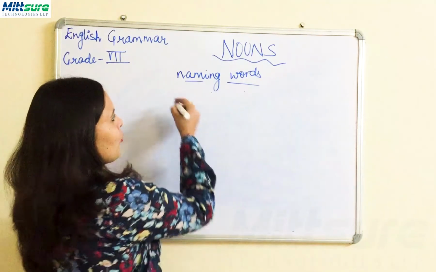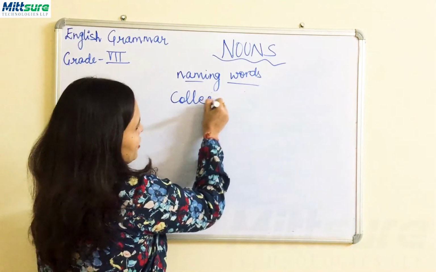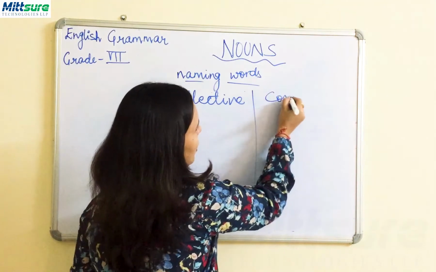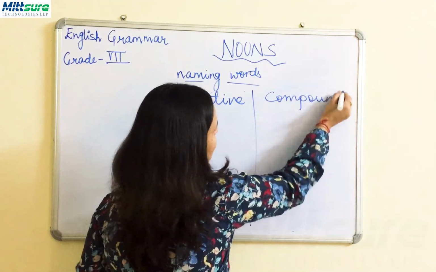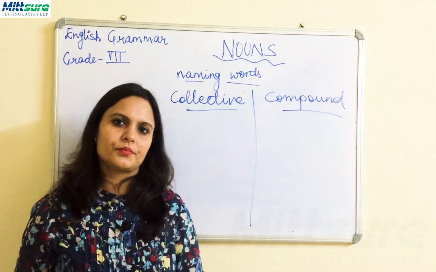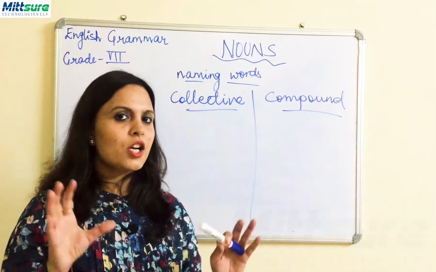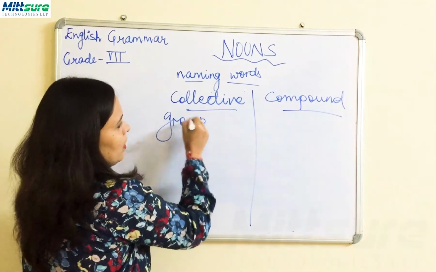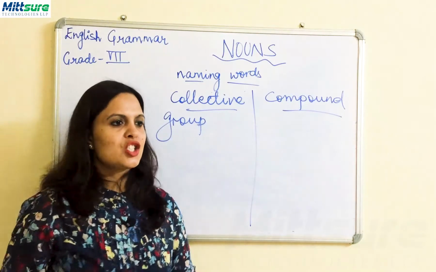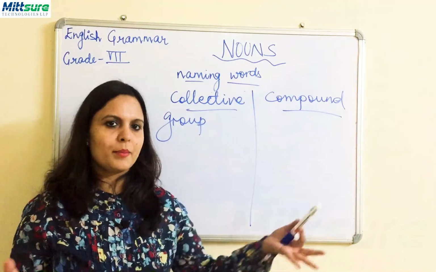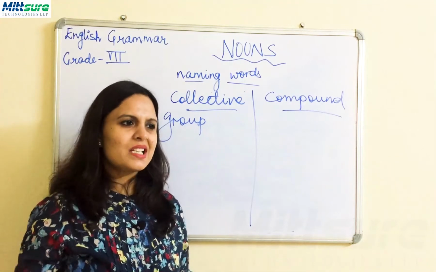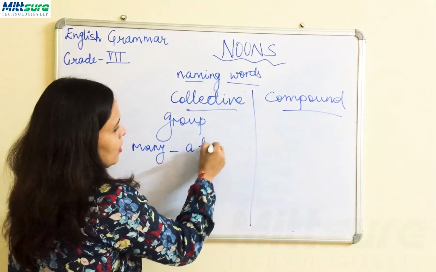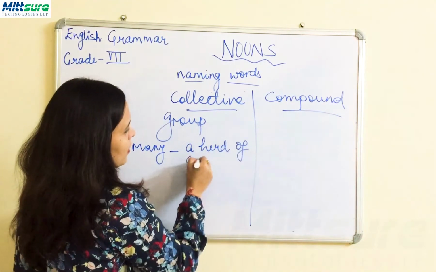Now, the baby of common noun is collective noun, right? And we will understand it with compound noun. So, what is a collective noun? Collective noun is actually a common term or a name given to a group. What? A group, right? So, you have to count like there are many cows grazing in the field. So, instead of saying many, what you can say is a herd of cows.